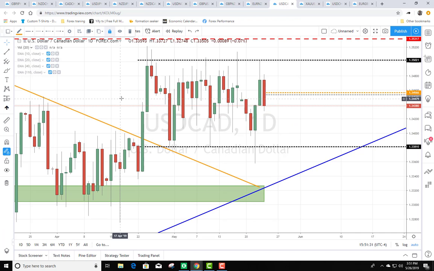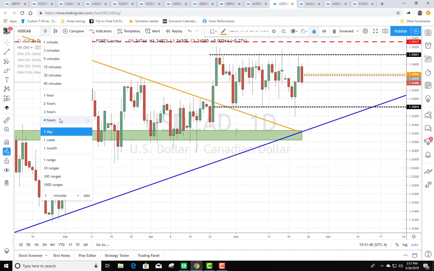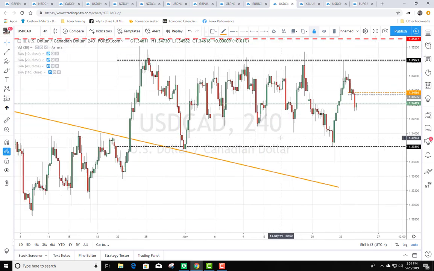This is honestly a quick setup, man. This is a 4-to-1. This is like an 80 pip setup. But I think that I felt that it was worth sharing with you guys, especially the range. So this is what we're looking at right here.